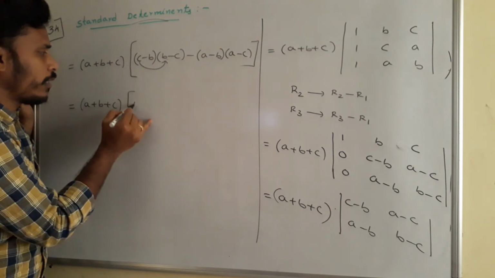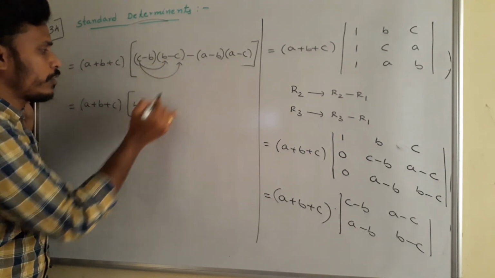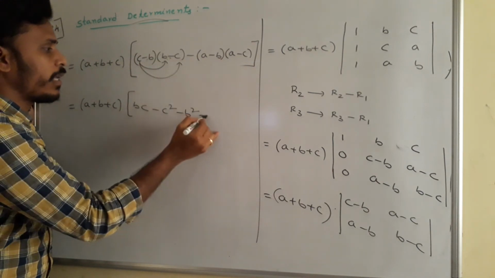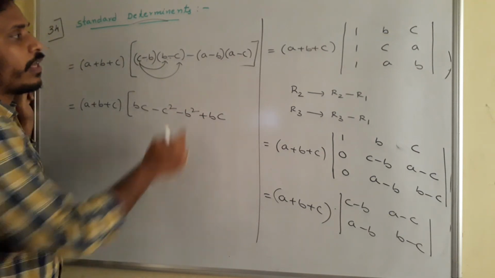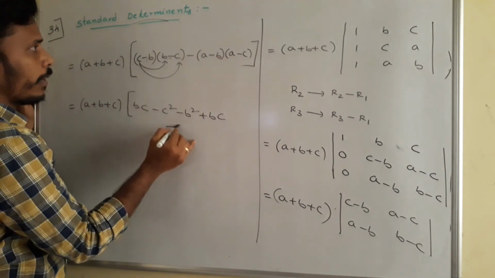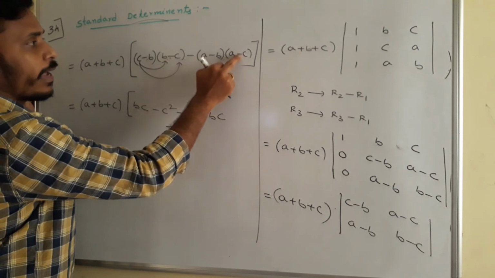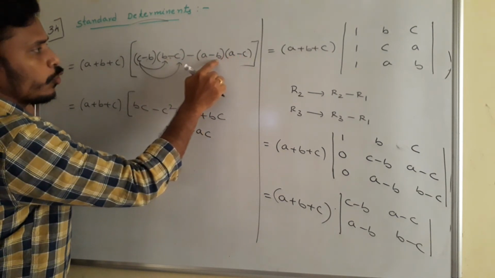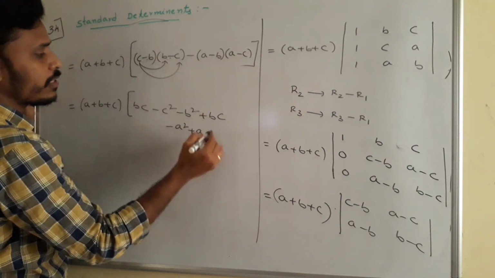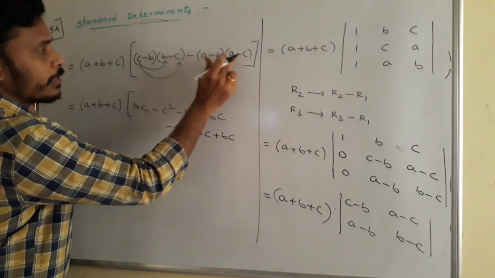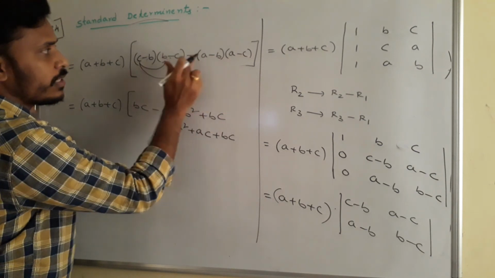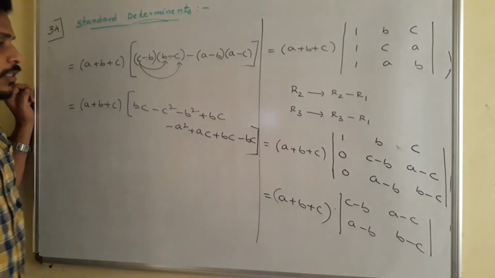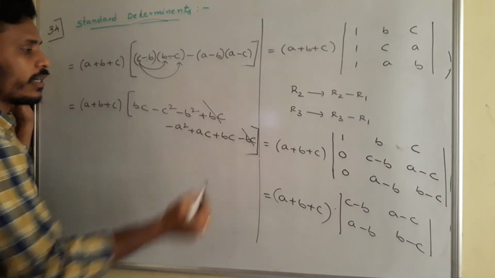C into B is BC. C into C minus C square minus B square minus B minus C plus BC. And then here A into A minus A square, A into C minus AC, and one more minus C is there, so plus AC minus B into A minus BA, and minus is here, plus BA minus B into minus C plus BC, and minus is there here. Minus BC. If you look there, this BC and this BC get cancelled.